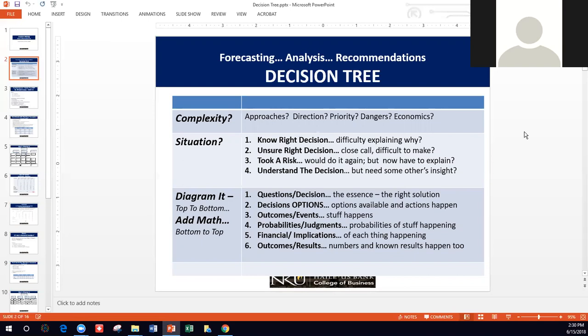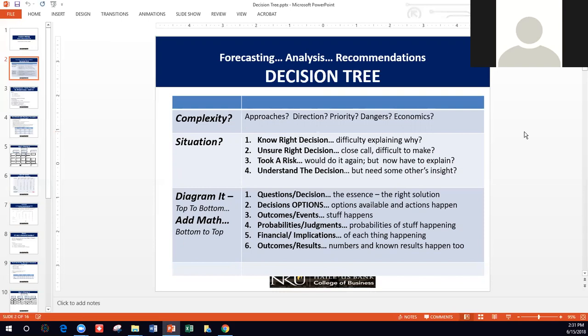What's the question or decision that you've got to make? A, B, what are the options that are then available to you? If you took those options, stuff happens. What are those things that might happen? And then what's the probability of that happening? And what's the financial implication of that happening? And then the numbers sort of come through and show you, okay, here's the result. It's easier to make a decision.